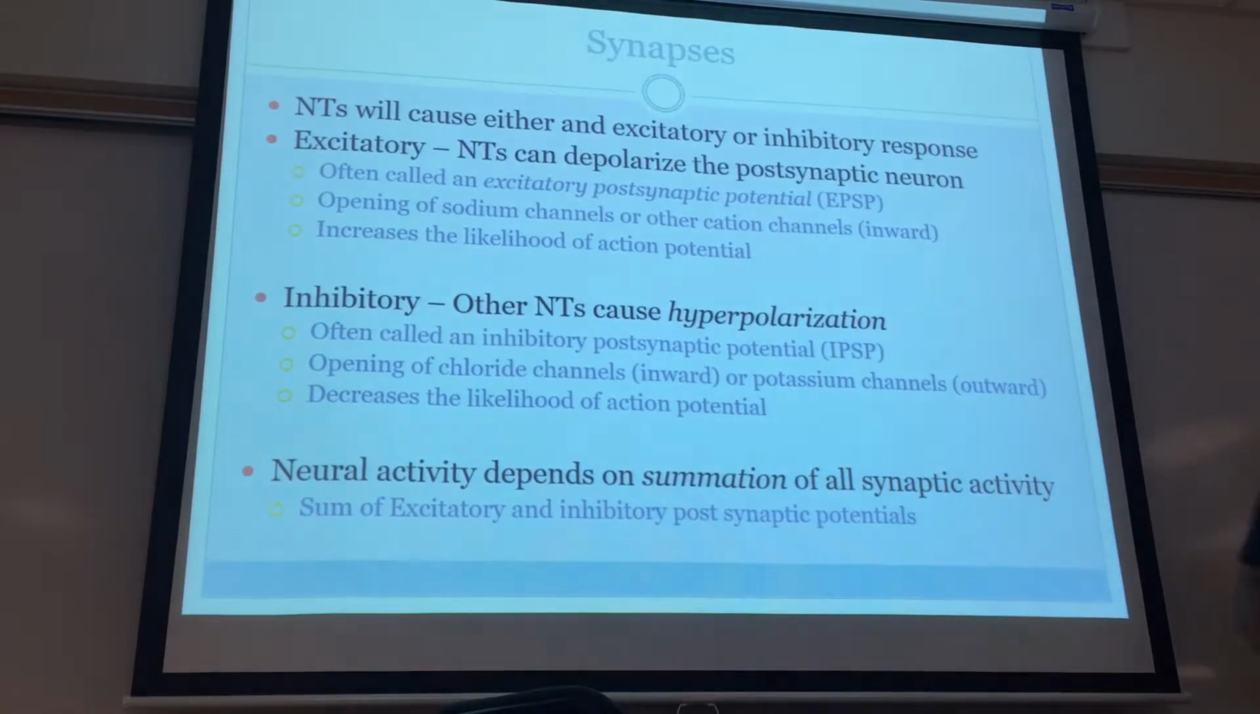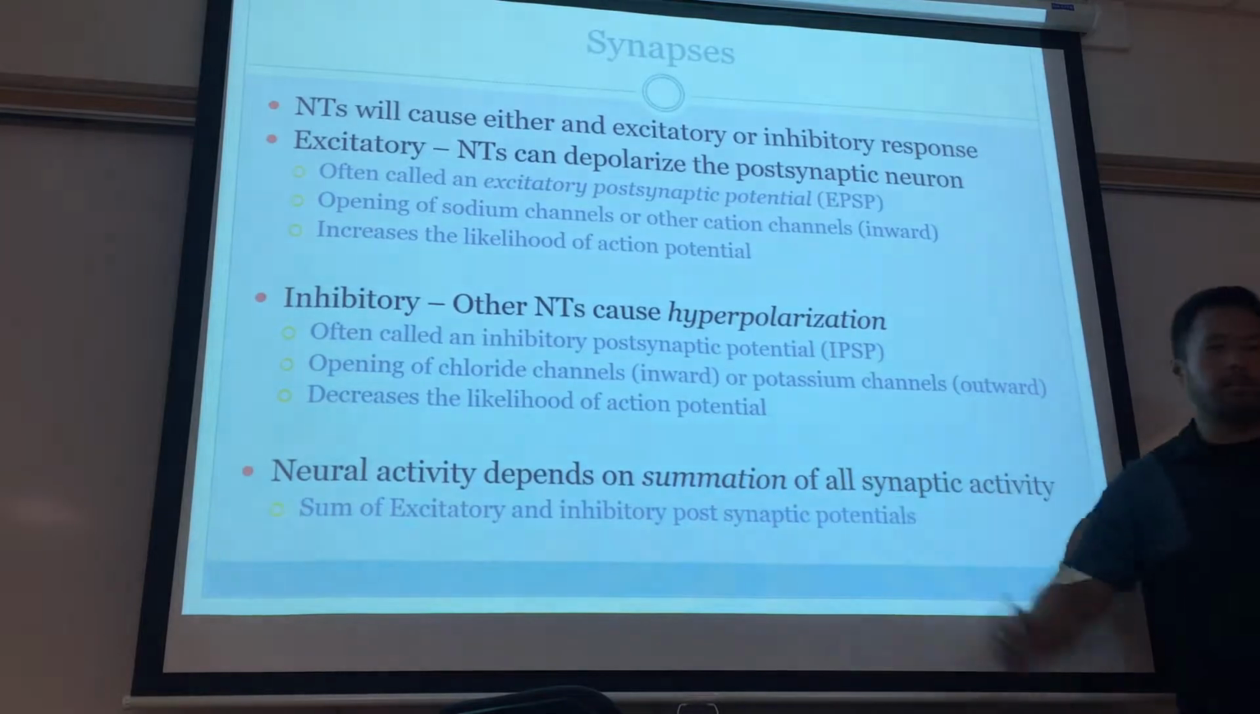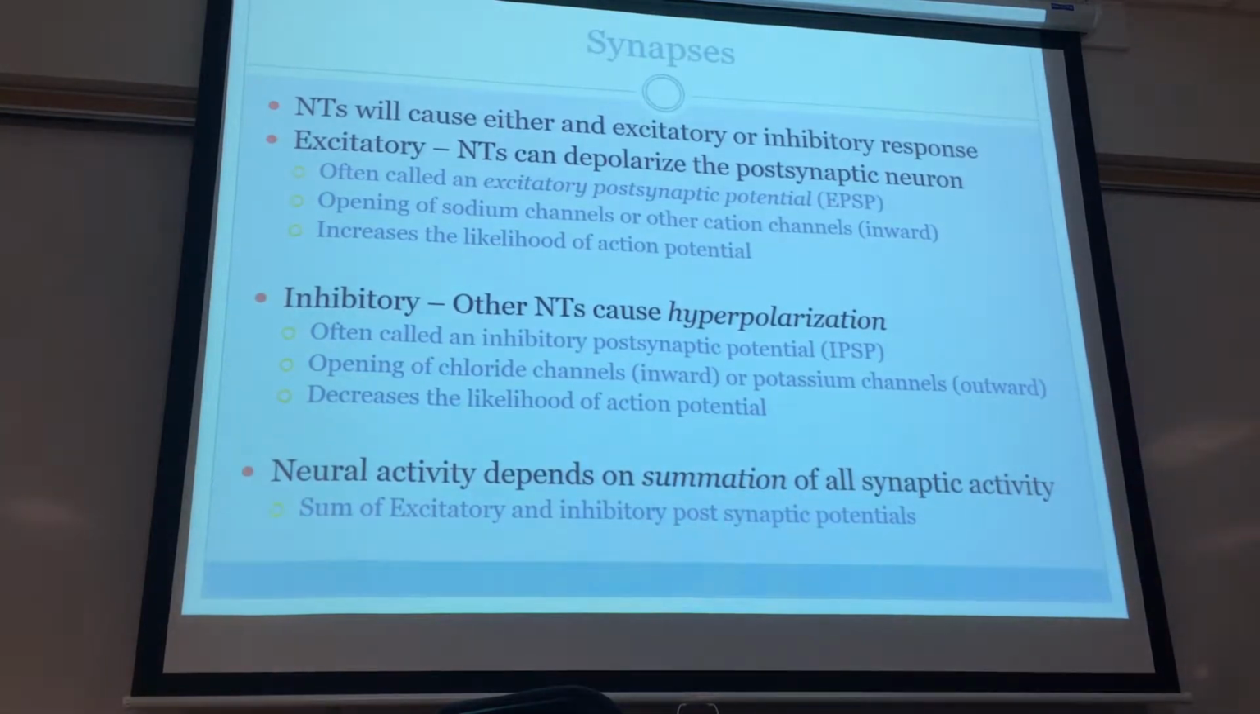When we look at all the neural activity that's taking place on that postsynaptic neuron, what we're doing is looking at the additive effect of all of those neurotransmitters that are being released. And that term is called summation. Same term that we saw earlier, but summation in relation to what's happening in the synapse. And that is the sum of all excitatory and inhibitory postsynaptic potentials.